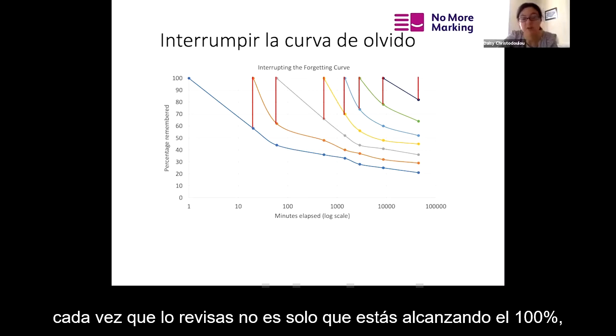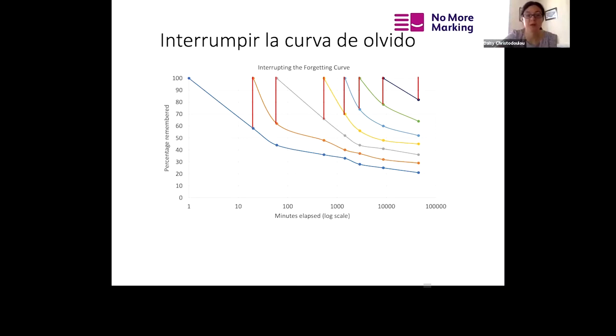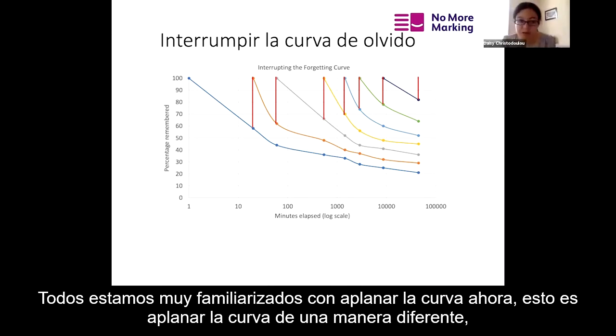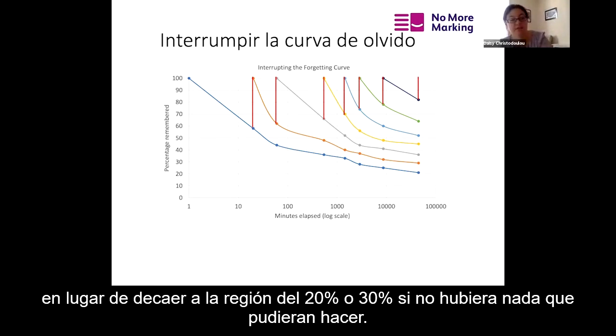And every time you're reviewing it, it's not just that you're topping it up to 100%. It's that you're slowing down the subsequent decay. So you keep topping up, and you can see the curves gradually flattening. We're all very familiar with flattening the curve now. This is flattening the curve in a different way. We're trying to flatten that curve so that the memory stays up there in the 80, 90, 100% region, rather than decaying down to the 20, 30% region if you did nothing.